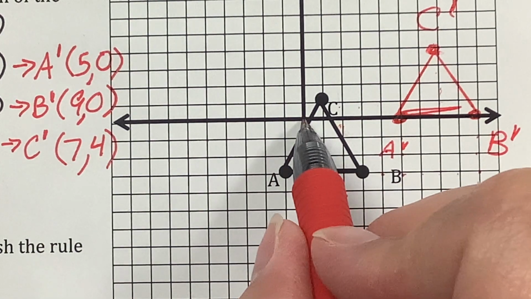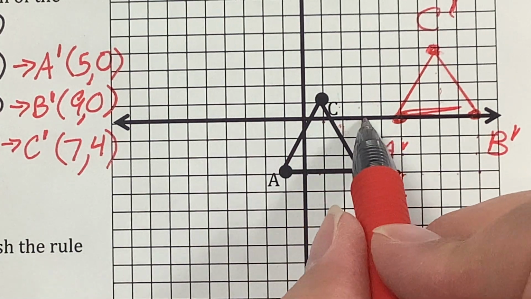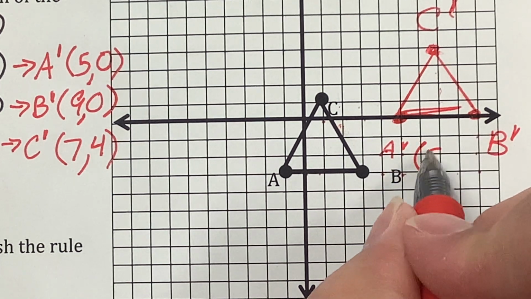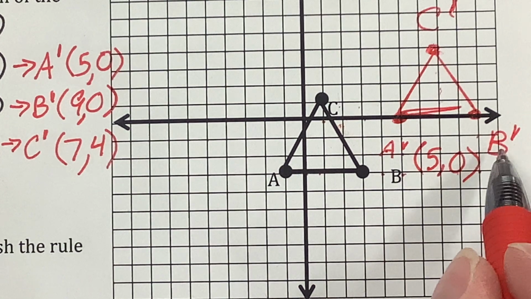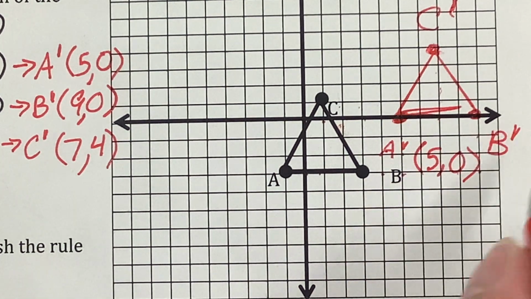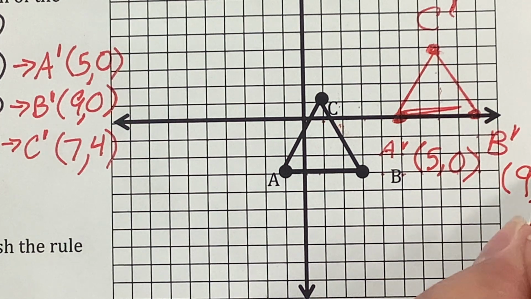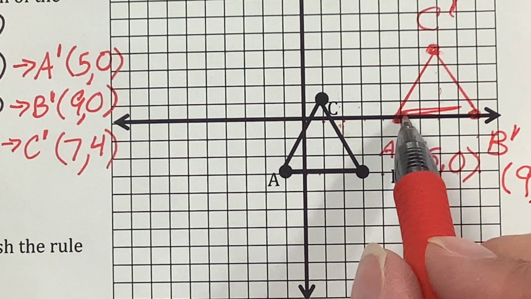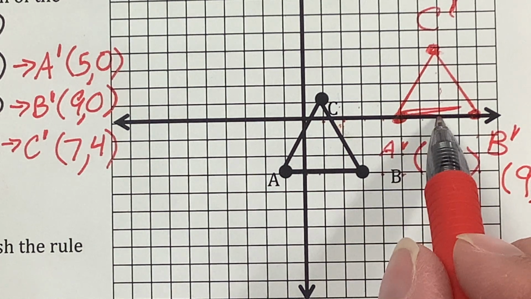Here's A prime, and it is at 1, 2, 3, 4, 5, and 0. So I got that one right. And here's B prime. Let's see, 5, 6, 7, 8, 9, and 0. Got that one right too. And here's C. 1, 2, 3, 4, 5, 6, 7.